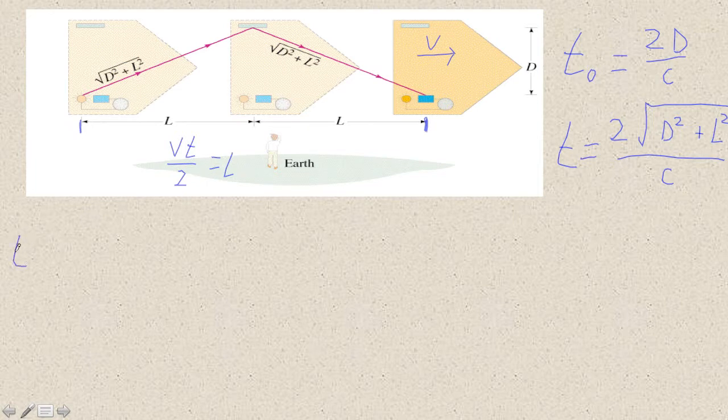So now we have the dilated time is equal to 2 times the square root of d squared plus vt over 2, and that whole thing squared, and then this is divided by the speed of light. Now the next thing I'm going to do is multiply this times this down there, getting the radical by itself. I'm also going to square it at the same time, because I don't have much space here. So c up there, so ct over 2, square both sides, and you get this, right?